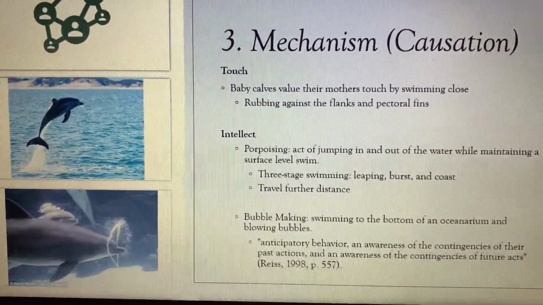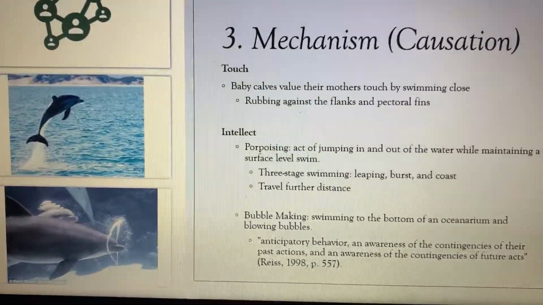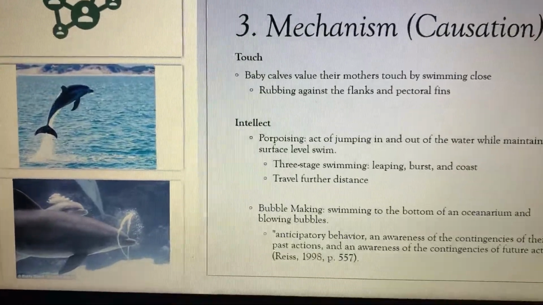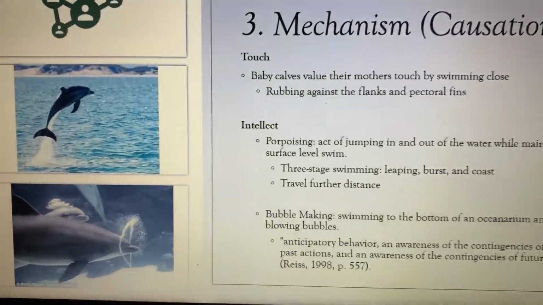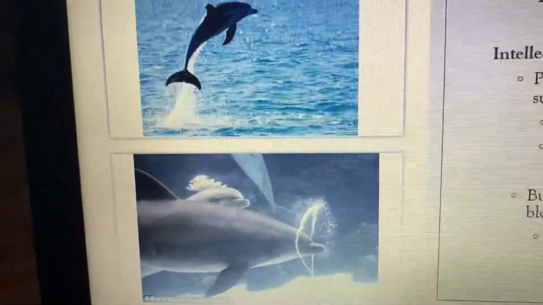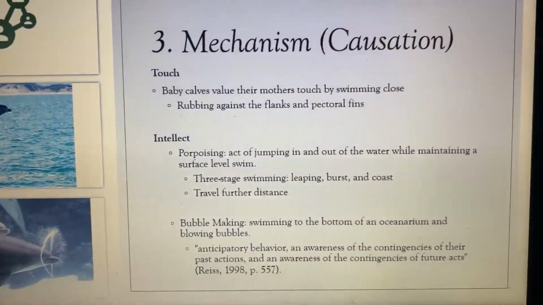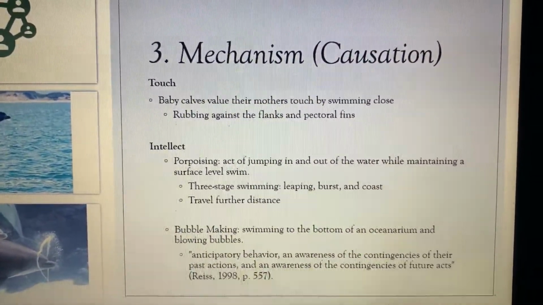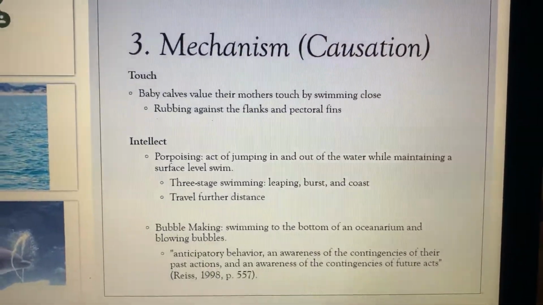So baby calves, which are baby dolphins, they value their mother's touch by swimming close to them. They rub against the flanks and the pectoral fins. So as you can see here, we have a baby calf right along its mother's side. This is for security, safety, just learning how to be a functional dolphin, I should say.